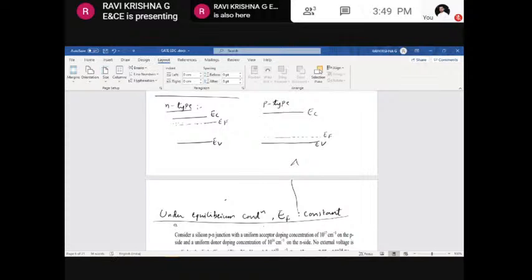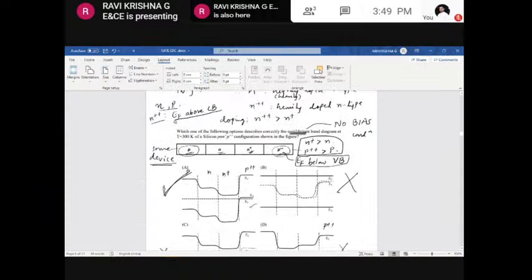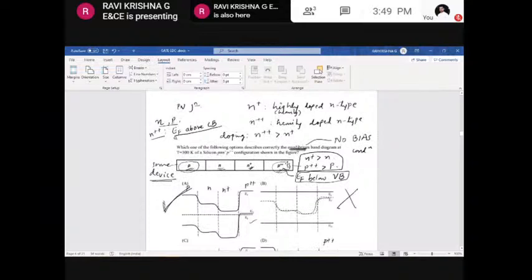Another thing is, whenever this semiconductor is heavily doped, since we are considering it as a p-type material, the Fermi level should fall below the valence band. Okay, it should fall below the valence band. So that we observed in the KCA.